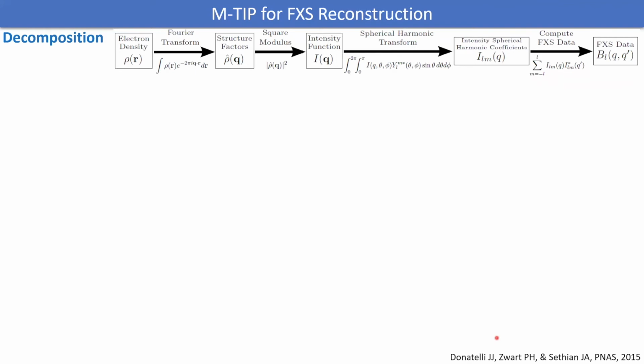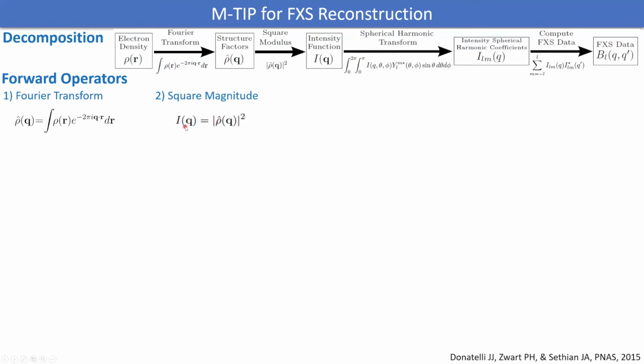And so again, what you do in MTIP is you start by decomposing the forward operation relating the electron density rho on the left to the data d on the right, which here I'm taking to be these Legendre coefficients, the spectral surfaces B_L(Q, Q prime). Instead of carefully going through the theory of how this is derived, I'll just tell you what the relationship is. The forward operations going from left to right include a Fourier transform, then a squared magnitude. This first part is just like the phase problem, and it gives us a 3D intensity I.